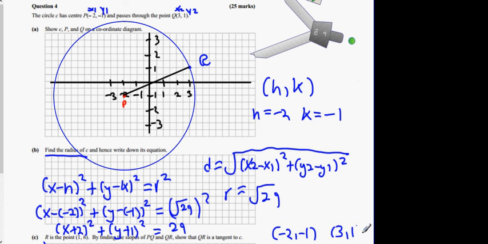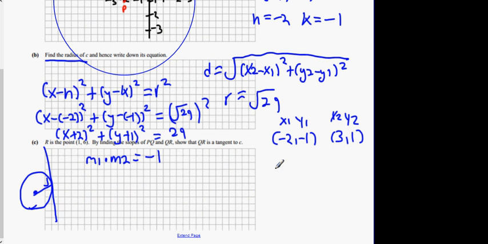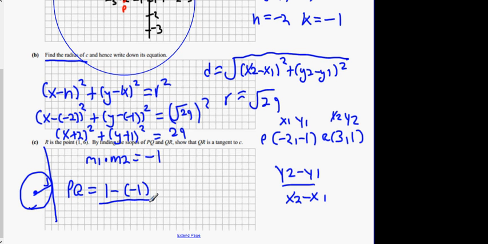Okay? x1, y1, x2, y2. And what we're going to do is we're going to use the slope formula again, y2 minus y1 over x2 minus x1. Start off with PQ. So PQ is going to be, that one's P, that one's Q. So PQ is going to be 1 minus minus 1, all divided by 3 minus minus 2. And it ends up to be 1 plus 1 over 3 plus 2. That's going to give you 2/5.